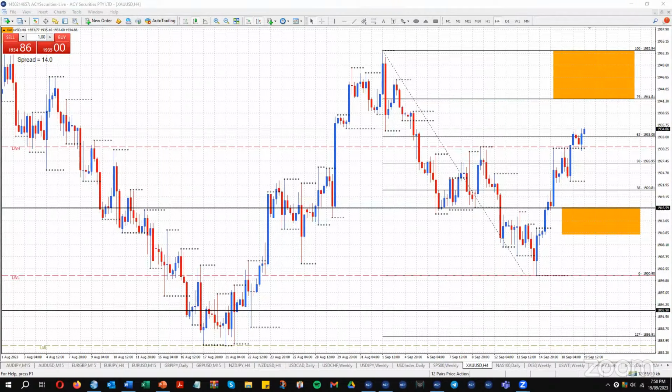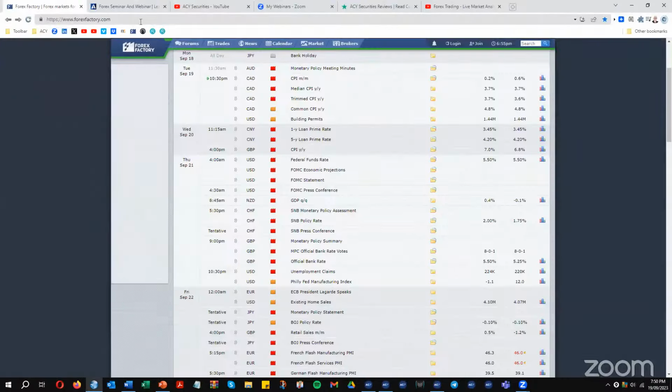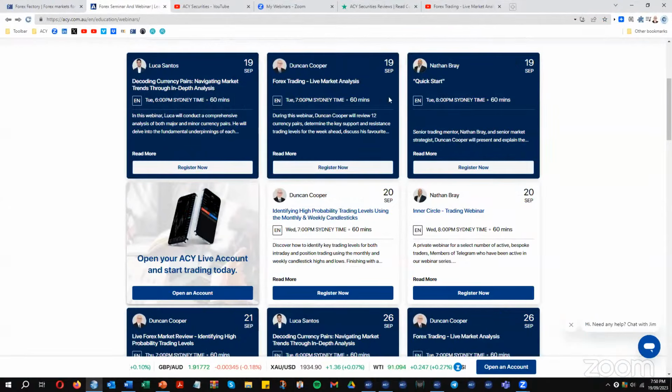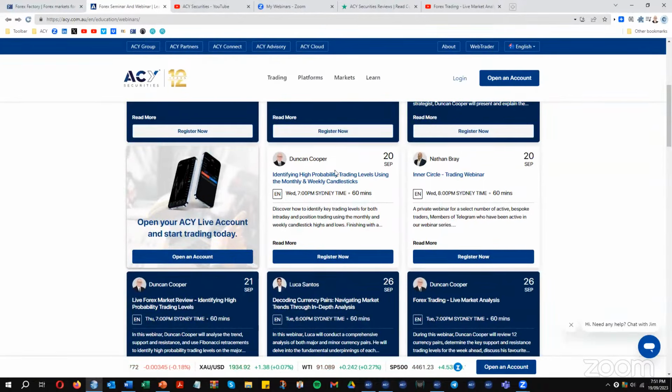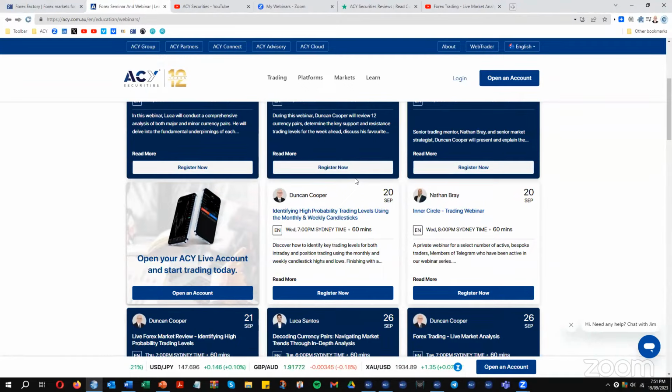All right, I'm going to have to wrap it up there. Tomorrow, as I was saying earlier, from me on the webinar front, I'm going to be going through high probability trading levels using the monthly and weekly candlesticks. So I'm looking at the highs and lows of those weekly candles to trade up and down from. Okay, so I'll take you through that.